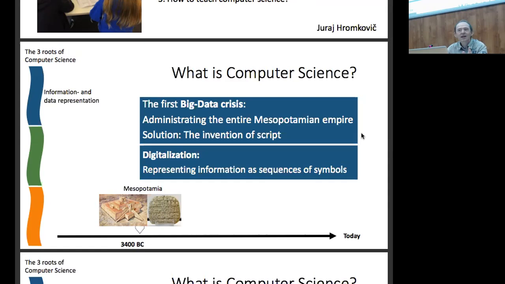And the result of this first big data crisis, I have maybe to tell the meaning of the term big data. Big data does not mean that you have this amount of terabytes of data. Big data means that you have so much information, so many data, that the current technology you have is not sufficient to master to work with them. And they were definitely in the situation much more than we are today. And the result was the invention of scripts, of writings, as you like.